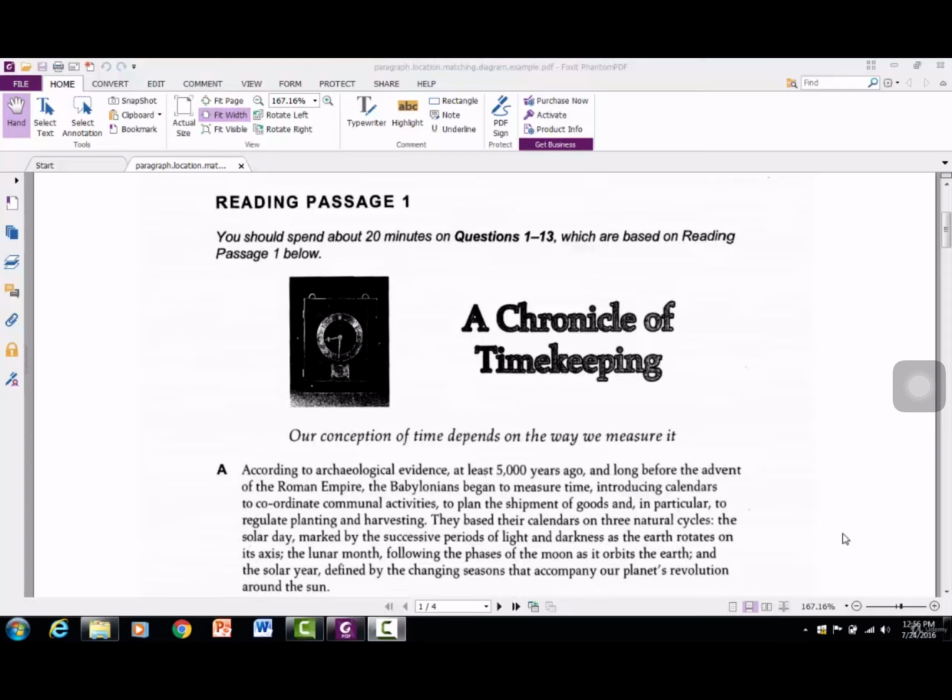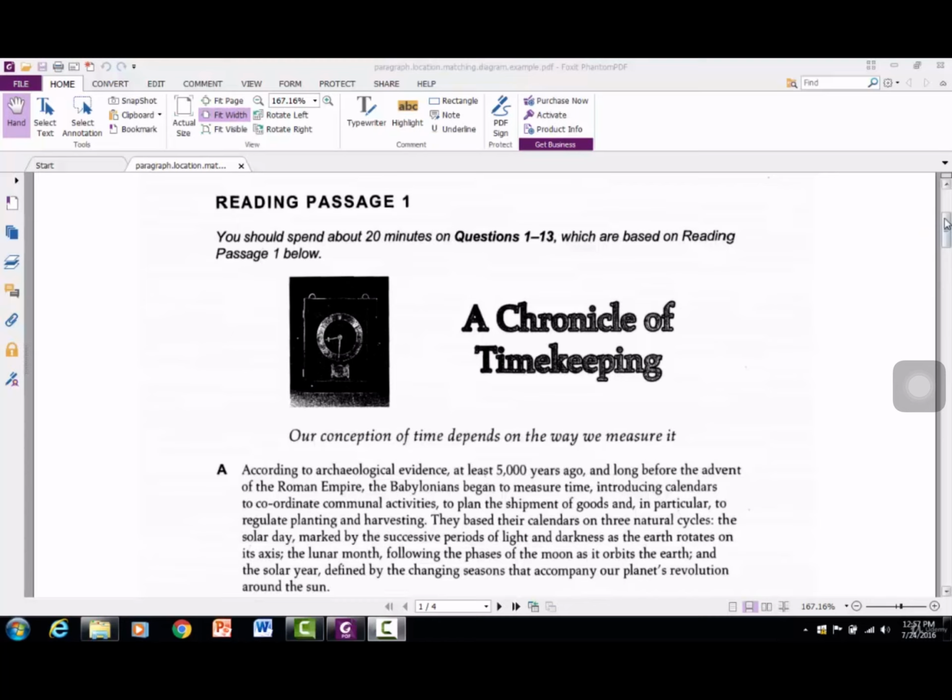If you want to, you can actually stop the lecture right now and go to Cambridge Book 8, reading passage 1, and you can try to do the questions before I go through them, and then be able to check your answers that way. So I think that's a great way to use this book and to be able to work with us.